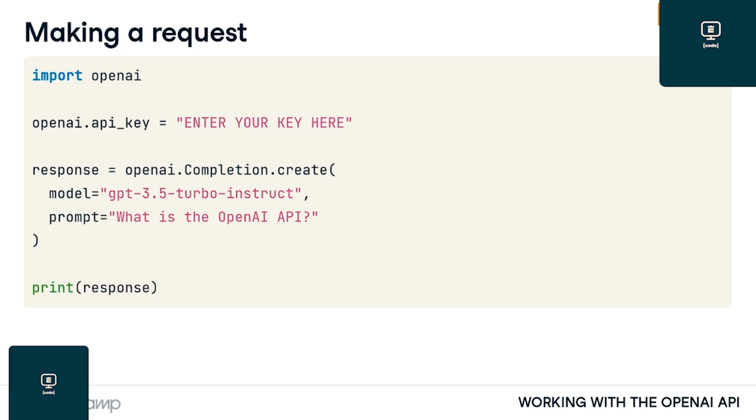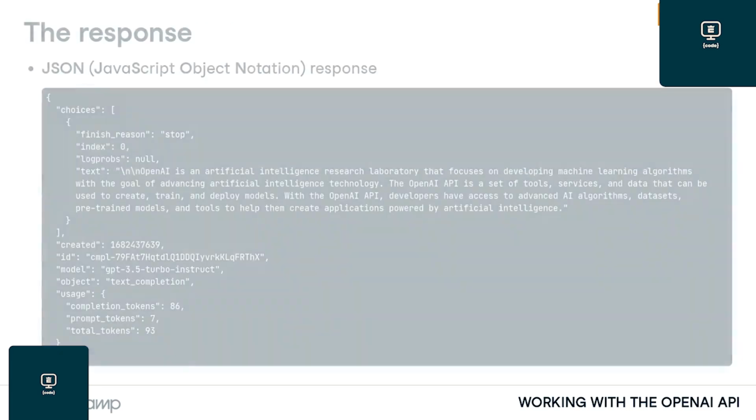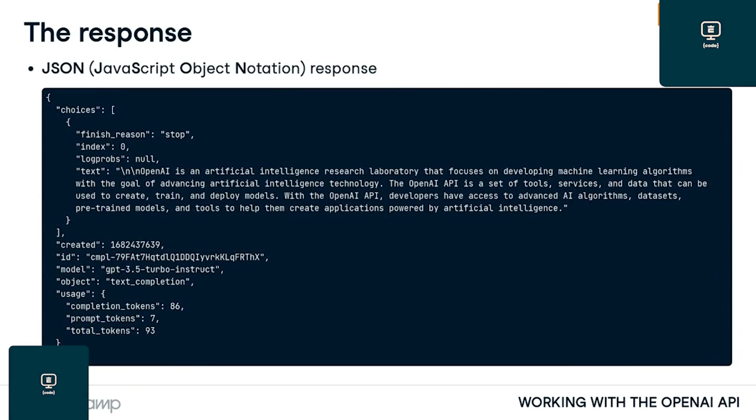Let's take a look at the API response. The API returns a JSON response. JSON stands for JavaScript Object Notation. It's a nested data format that resembles a Python dictionary with keys and values. The response has several keys, choices at the top, and created, ID, model, and others at the bottom. We can see that the text response to our prompt is nested inside the choices key.